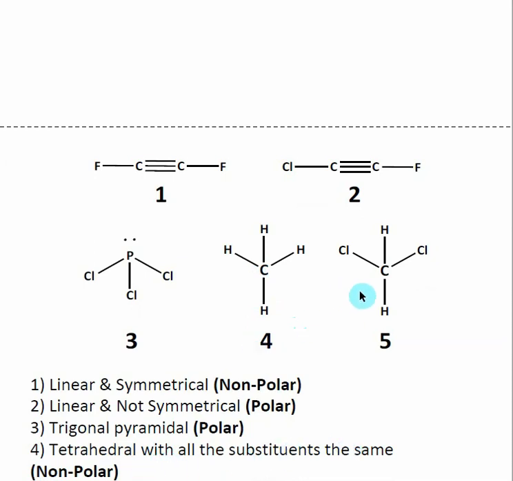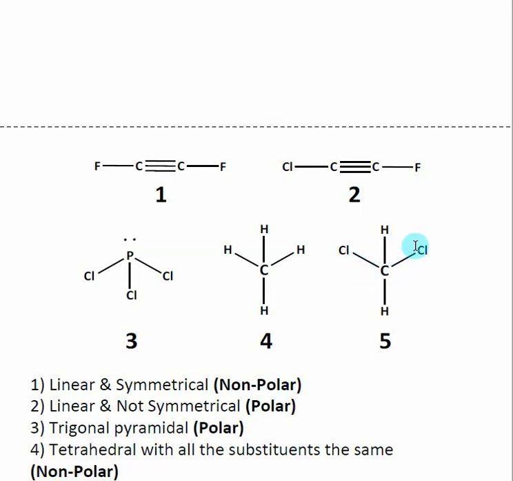So 5 is a little bit different. It's still tetrahedral. Got my carbon, 4 bonds. It's tetrahedral, but all the substituents are not the same. So I have 2 hydrogens and 2 chlorines. And this is where it gets tricky. You can kind of look at this, and sometimes when people draw tetrahedral molecules, they'll put these bonds at 180 degrees. You got to remember the bond angle inside of a tetrahedral molecule is 109.5.